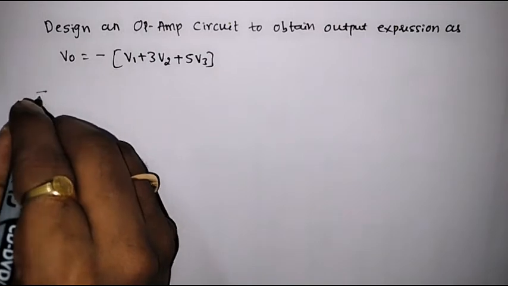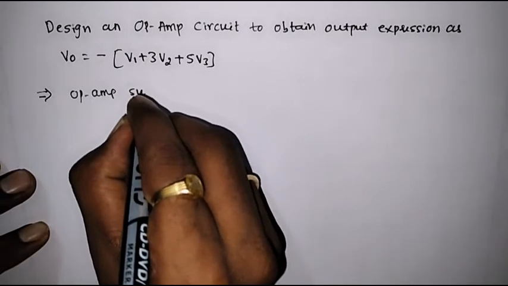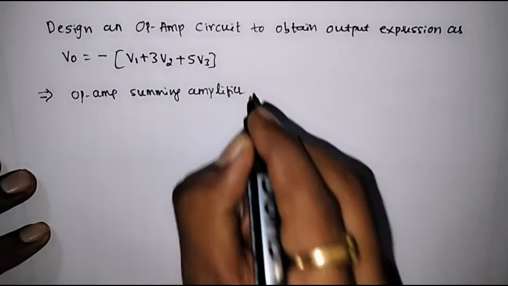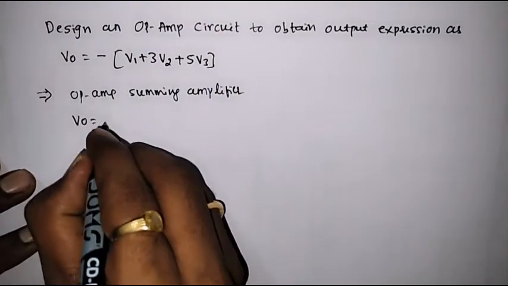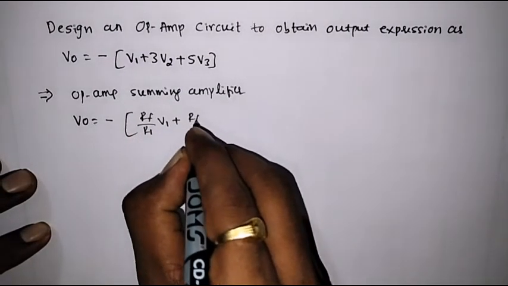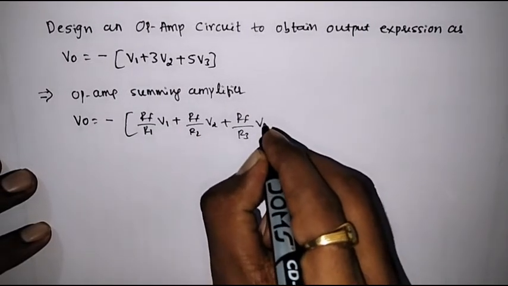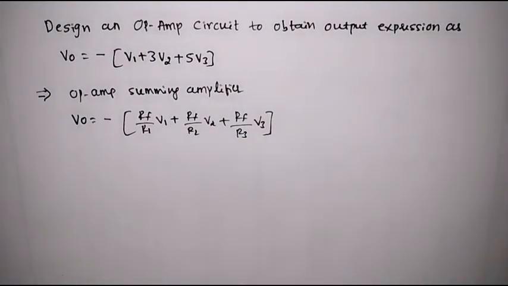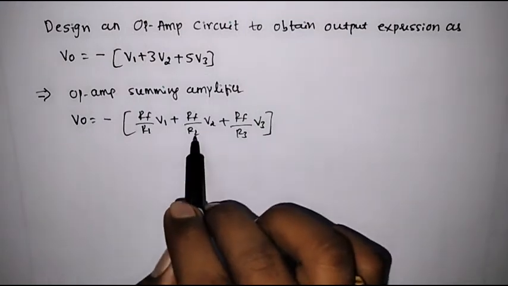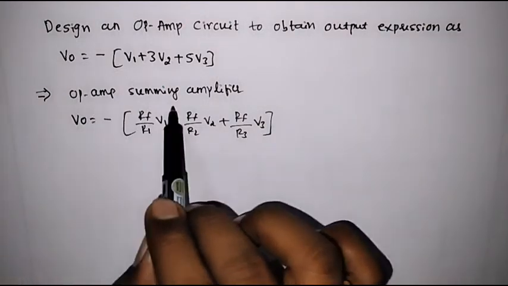We know that the op-amp summing amplifier gives the output as VO is equal to minus of RF by R1 V1 plus RF by R2 V2 plus RF by R3 V3. So here we have three inputs. So I have written here RF by R1 V1, RF by R2 V2 and RF by R3 V3. In my lecture 4 I have explained about op-amp as summing amplifier.